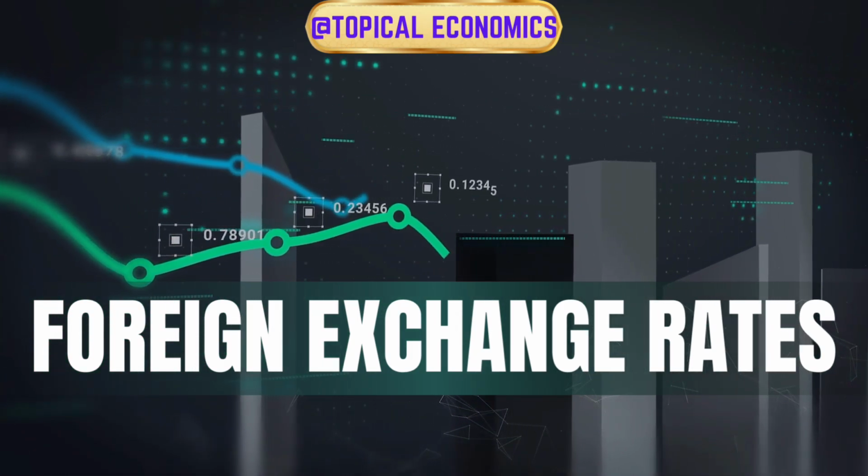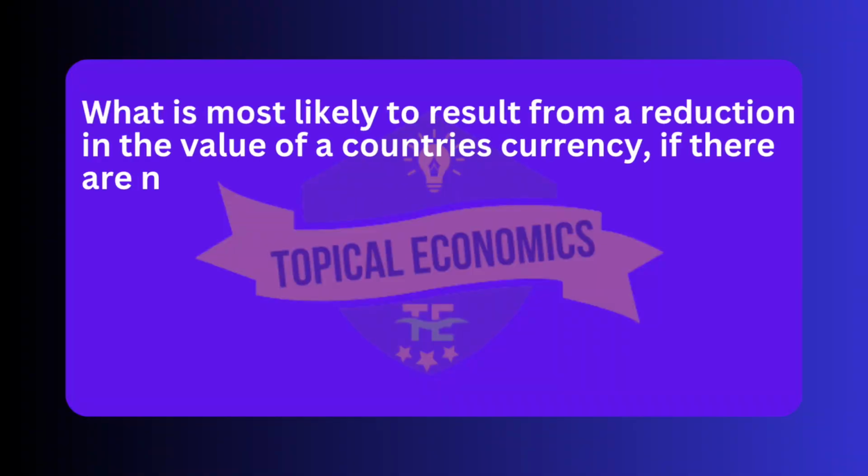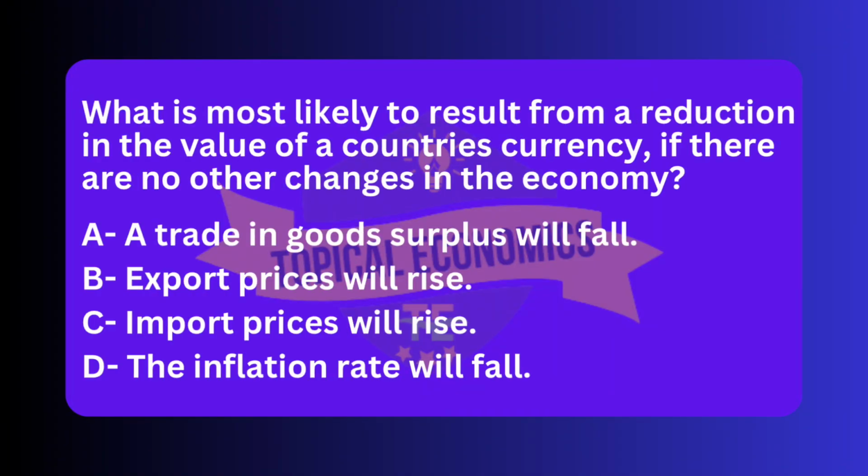So, let's get started. Starting with the first question. What is most likely to result from a reduction in the value of a country's currency if there are no other changes in the economy? A. A trade in goods surplus will fall. B. Export prices will rise. C. Import prices will rise. D. The inflation rate will fall. Reference, 2022 May-June version 2.